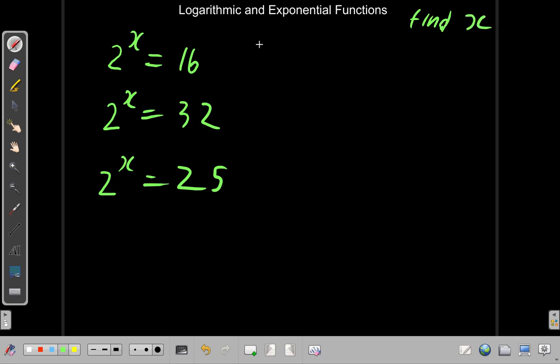We're finding x. You could consider 2 raised to the power of x equals, and you know that 2 raised to the power of 4 gives us 16. So you write 2 to the 4. So if 2 raised to the x is 16 and it is equal to 2 raised to the 4, then x must be 4. So x equals 4. You see that?